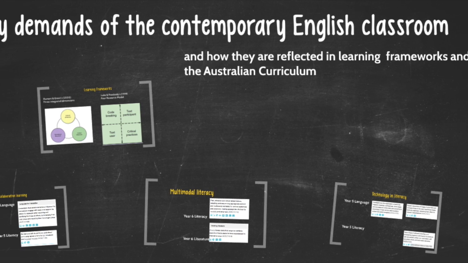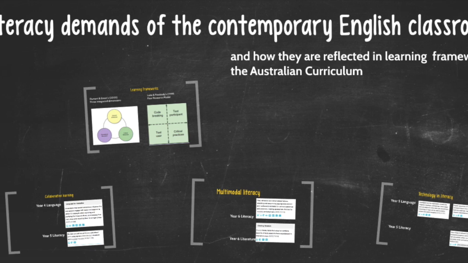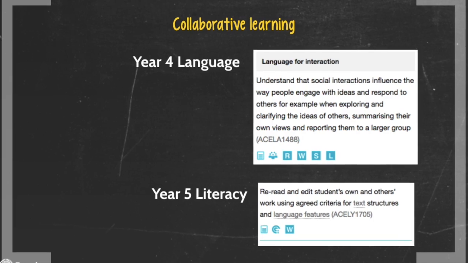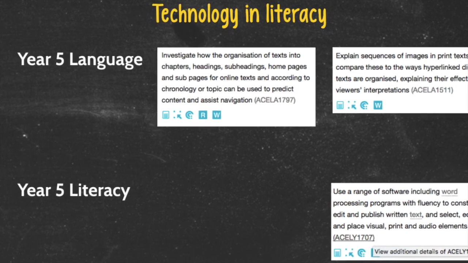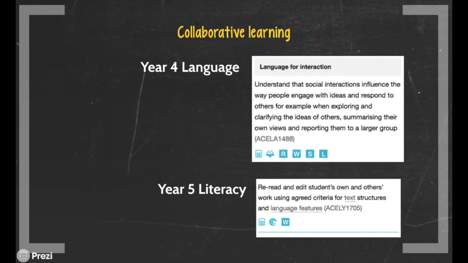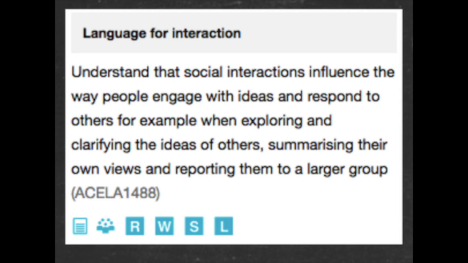For this presentation, we will be looking at 3 types of literacy demands, namely, collaborative learning, multimodal literacy, and technology in literacy. So what is collaborative learning in literacy? Collaborative learning is based on the idea that through talk, learning occurs. Through collaboration with their peers, students actively engage with their learning and tend to absorb the material better than they would learning independently. The first example of collaborative learning comes from the language strand of the Year 4 English curriculum.